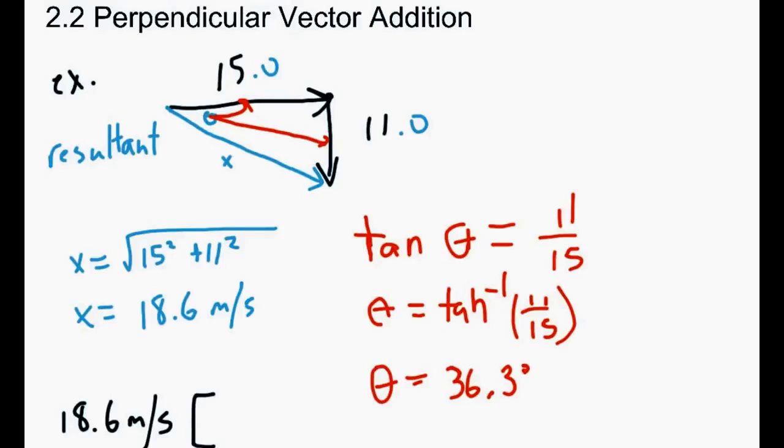Our answer was 36.3, so you just have to add in north, south, east, west, or you could use the math version that we did the other day. Let's do the north, south, east, west first. We started off going east, then we went down at an angle of 36.3 degrees towards the south. So that's one of the answers that would be acceptable. Or if you wanted to, you could do the math way, so it would be 18.6 meters per second.